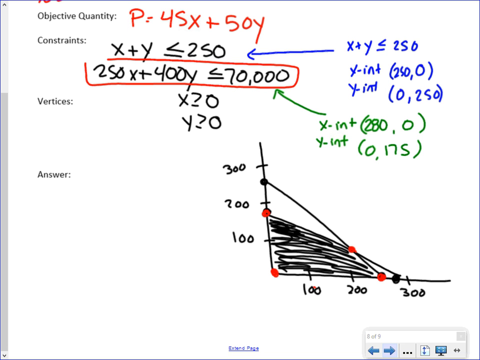Alright, some of these are easy, right? (0, 0). This was our y-intercept, (0, 175), and our x-intercept, (250, 0). The one point we have to find is that point where the two lines cross. How could we find it? You could set them equal to each other as I have them written right now. What might you do?